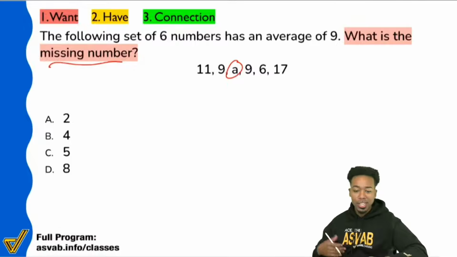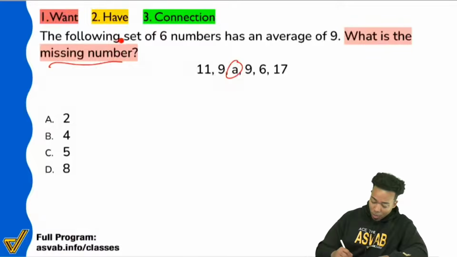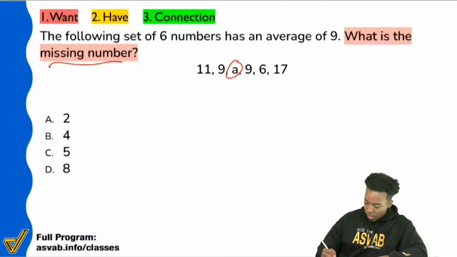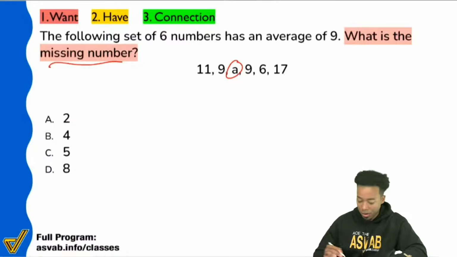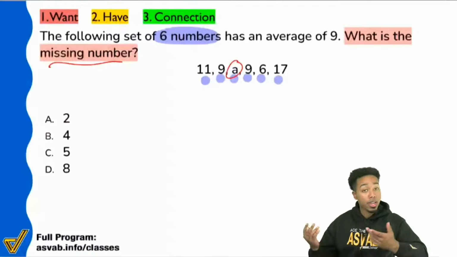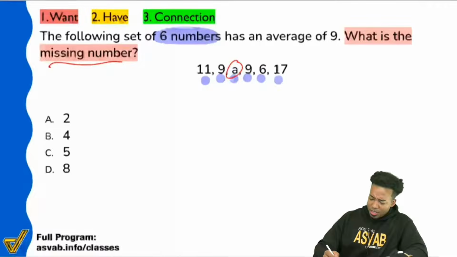Those who are sharing, we're saying, hey, the following set of 6 numbers. So they even tell us how many numbers there are. Even though we can count 1, 2, 3, 4, 5, 6, just to confirm. And then it says it has an average of 9.